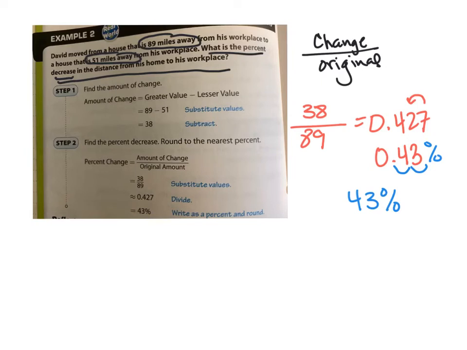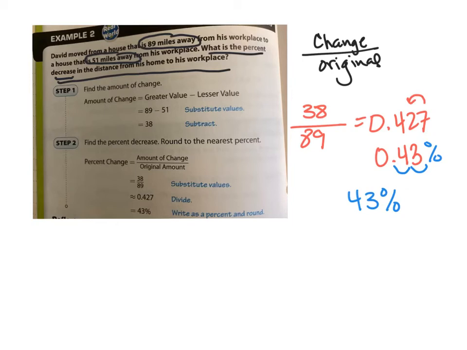So he almost, because that's almost 50%, and 50% would be half, he almost cut his drive in half, which is nice because 89 miles away is over an hour drive to work every day. That would be really far. So no wonder he moved.